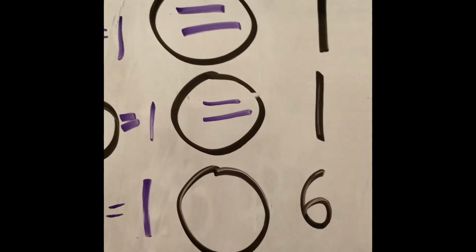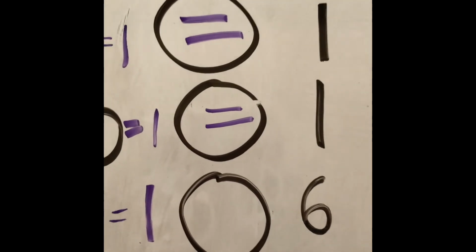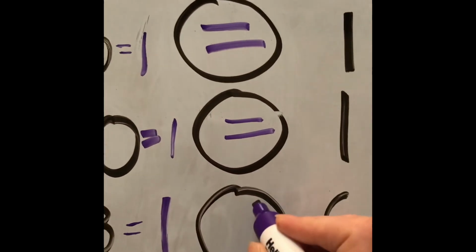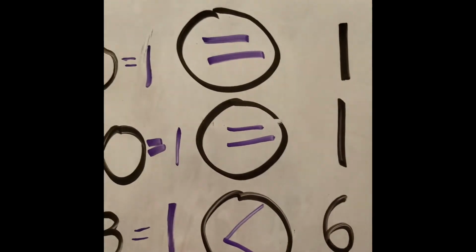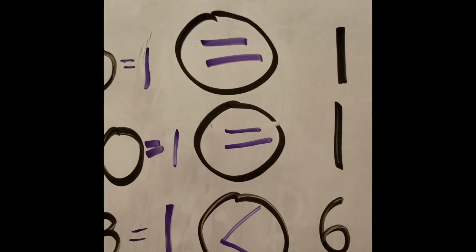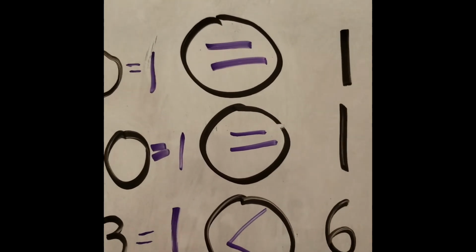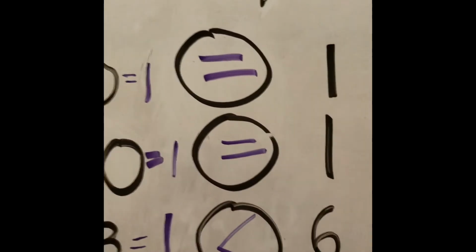Now we're comparing 1 and 6. Now we know 6 is a much bigger number, so the crocodile's going to want to eat the 6. So we need to write in here 1 is fewer than 6, or if you look at it the other way around, 6 is greater than 1. And because it's going that way, it's eating the 6.